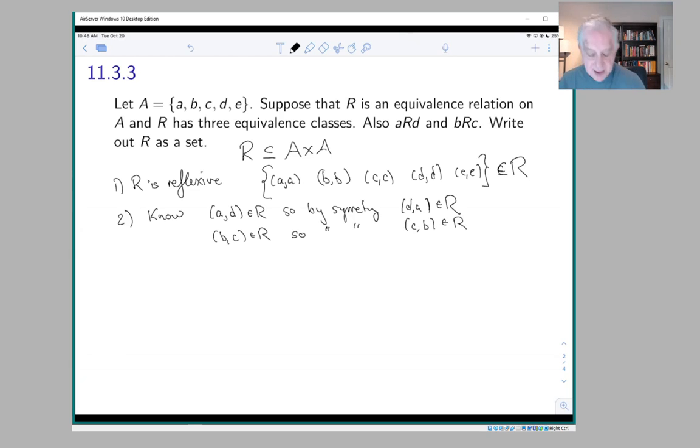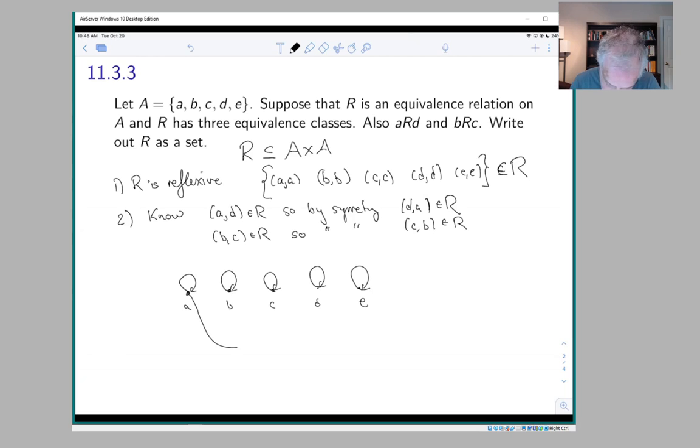So let's draw a picture of what we know so far. So here's A, B, C, D, E. A, B, C, D, E. We know each is related to itself by reflexivity. And we know that A and D are related. And we know that B and C are related. And so let's see where we are.